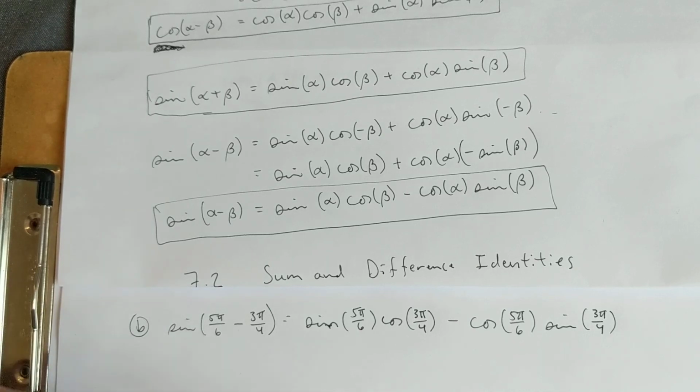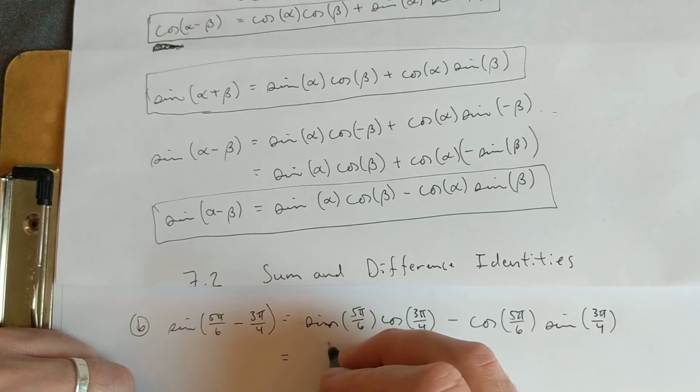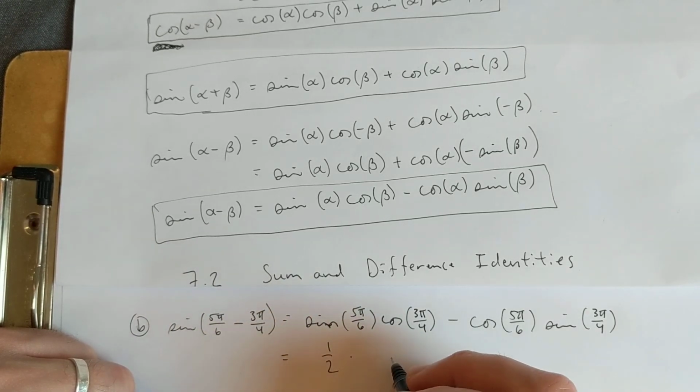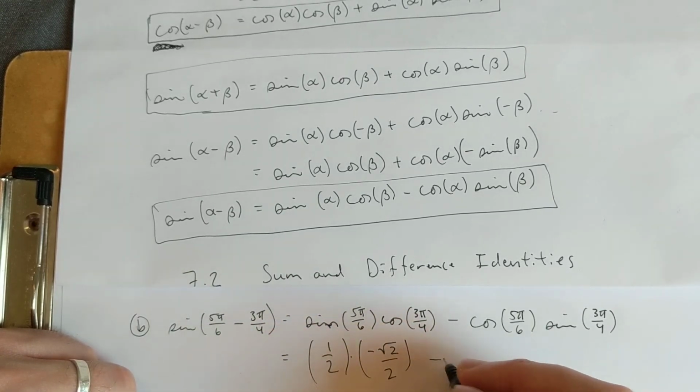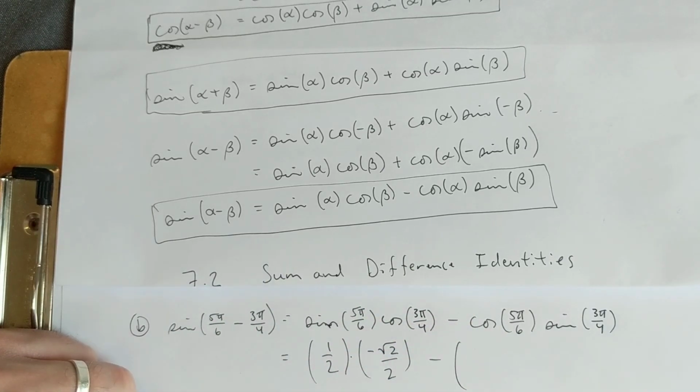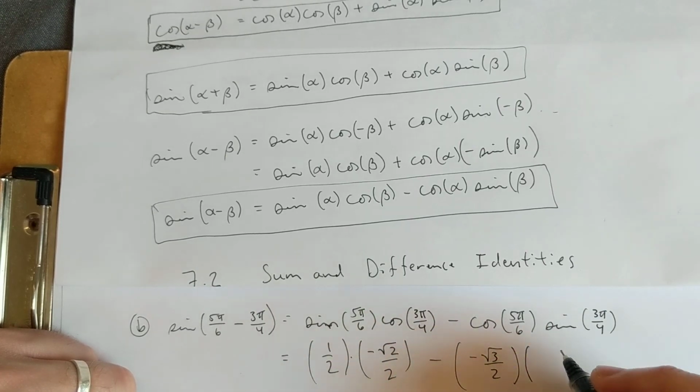And now we just refer to the unit circle and compute these. So sine of 5 pi over 6 is 1/2. Cosine of 3 pi over 4 is negative square root of 2 over 2. Maybe I'll use parentheses since we have a negative here now. And then cosine of 5 pi over 6 is negative square root of 3 over 2. And sine of 3 pi over 4 is just square root of 2 over 2.